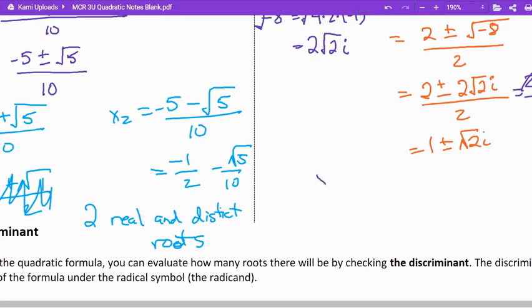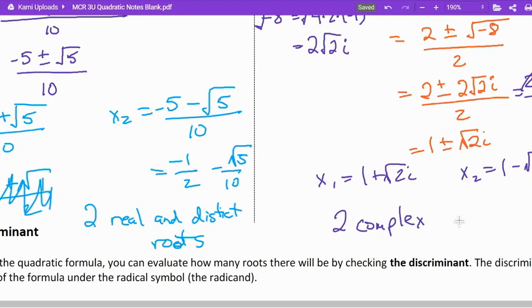Okay. So we've got x1 is 1 plus root 2i, and x2 is 1 minus root 2i. And in this case, how many roots? 2. Are they real or complex? Complex. Are they identical or distinct? Good.